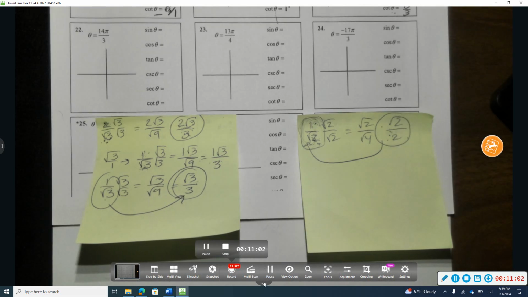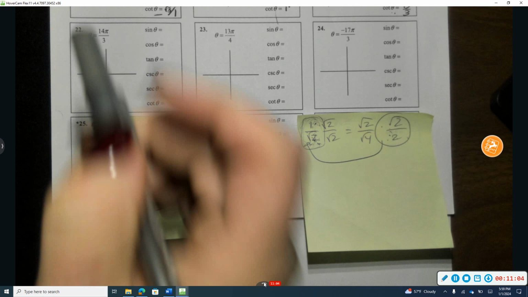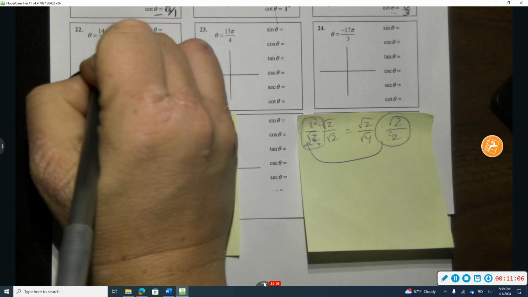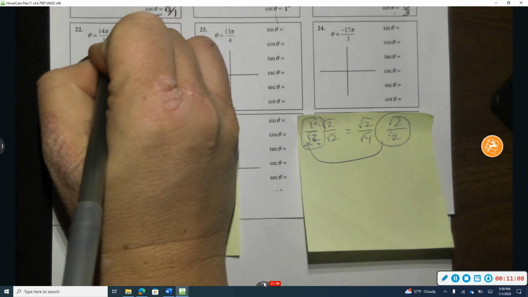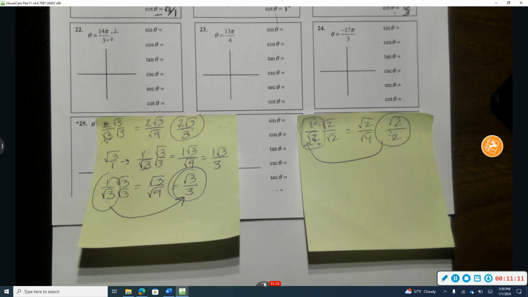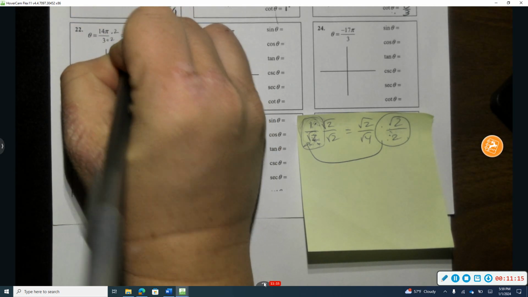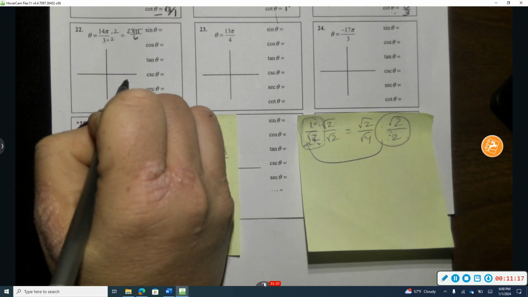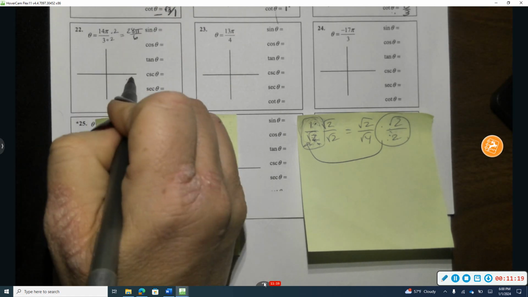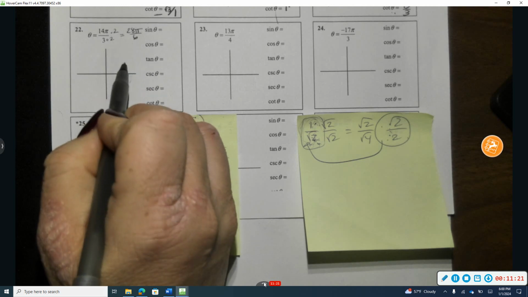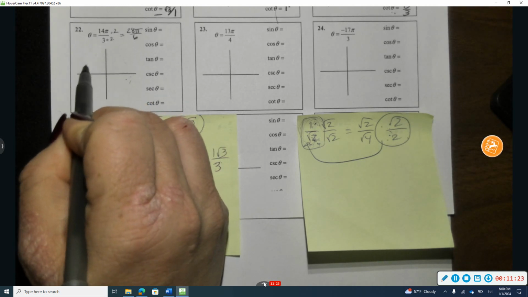Taking a look at 22, 23, and 24. Again, I don't see a 4 or 6, so I need to rewrite this in equivalent form. Whatever I multiply times the bottom, I must also multiply times the top. So I end up with 28 pi over 6. Now I know, just understanding the unit circle, that 1 revolution is 12. How do I know that? Counting by 6 is 1, 2, 3, 4, 5, 6.